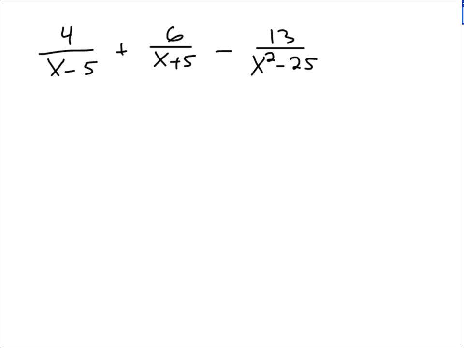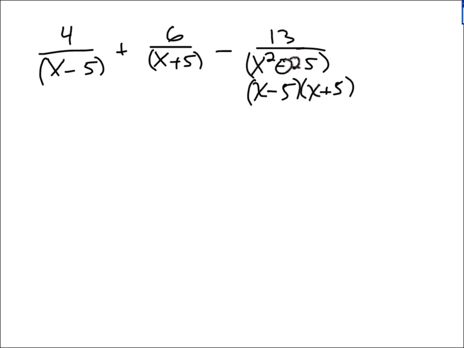That means the first thing is, you want to find the LCD of these 3 fractions. The first 2 denominators, x minus 5 and x plus 5, are factored. You can't factor them anymore. But the last one, x squared minus 25, can be thought of as x squared minus 5 squared. That is, x and 5 are being squared, and you have a minus in between. So that's easy to factor: x minus 5, x plus 5.